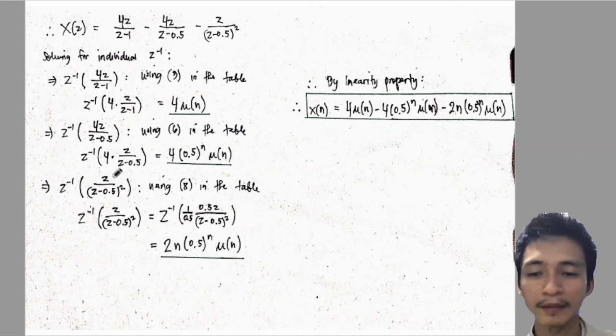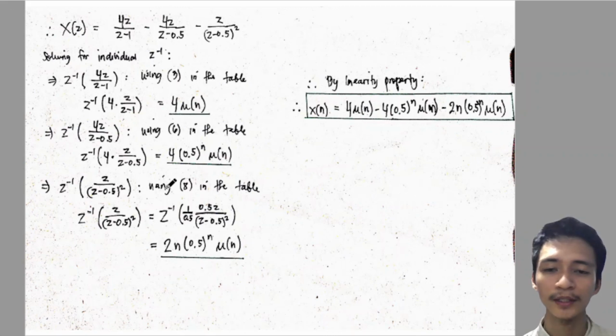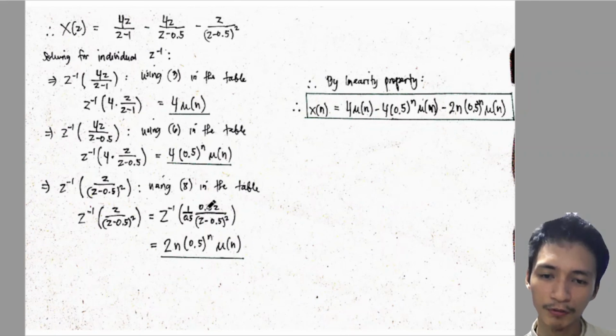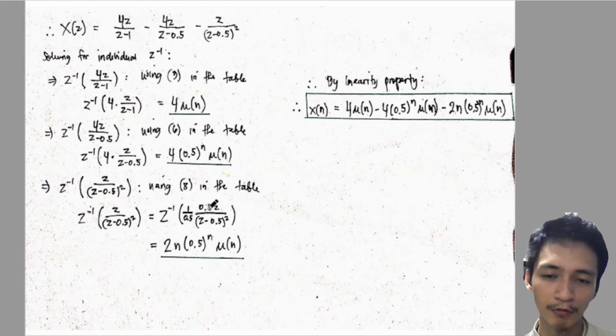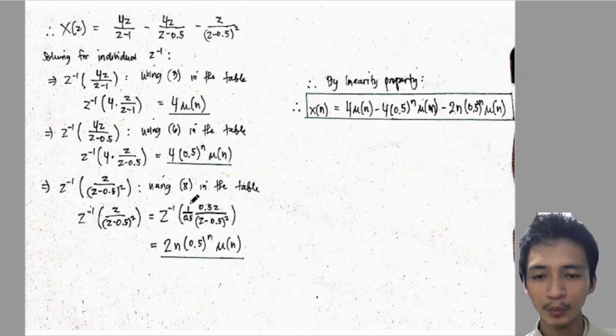And for the last term, that is z over (z minus 0.5) squared, then you use number 8 in the table. First we need to manipulate it so that we can use number 8. We can use number 8 if we have a here and a here as well. So we force a 0.5 here, and in order to counteract that, we must divide this one by 0.5. So 1 over 0.5 is just equal to 2, and then just take the inverse z-transform of this one, so we have 2n times 0.5 raised to the power of n times u(n).